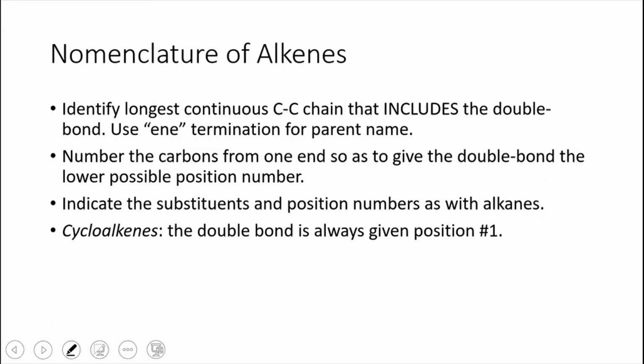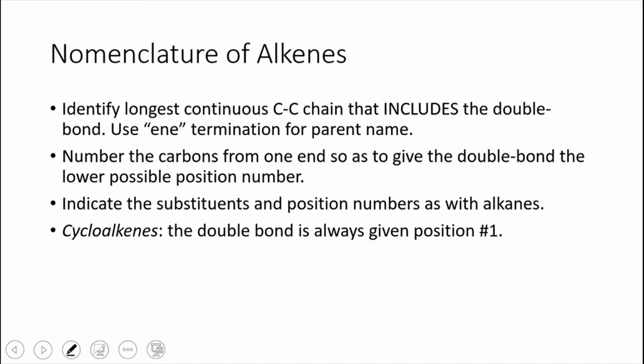Now, in terms of nomenclature, the rules that we follow are very similar to the ones we did for alkanes. We start out by identifying the longest continuous carbon-carbon chain, but the difference is that we have to include the double bond in that chain. So that means that the actual longest continuous carbon-carbon chain might not be the one that we use, because the one we use has to go through the double bond. We're going to use that as the parent name, but the termination is going to be ENE instead of ANE.